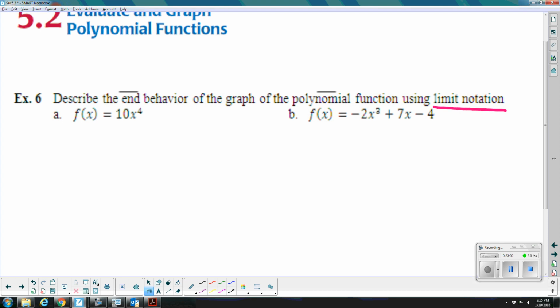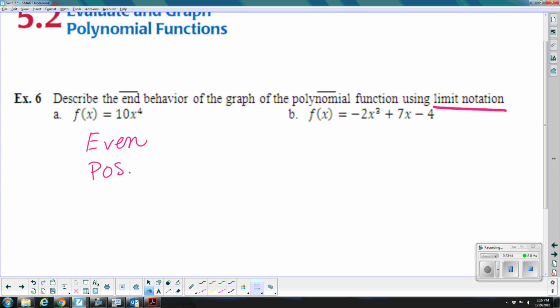So this is what happens to f of x as x approaches positive or negative infinity. All right, so let's look at this graph. 10 times x to the 4th. The degree is even, and the leading coefficient is positive. Okay, so if you look at your cheat sheet here, we have a positive leading coefficient, we have a degree even, so that's the bottom left-hand corner of that graph.